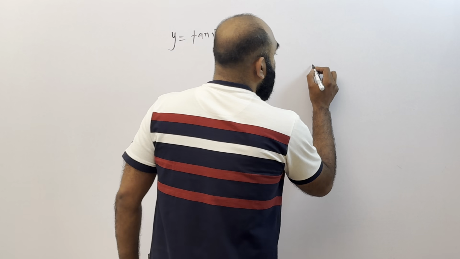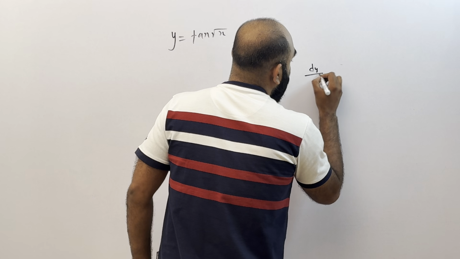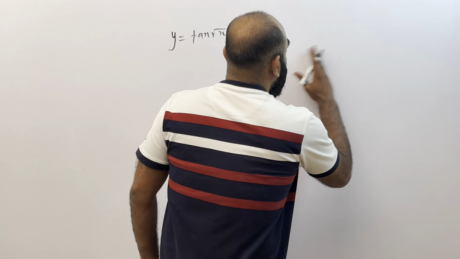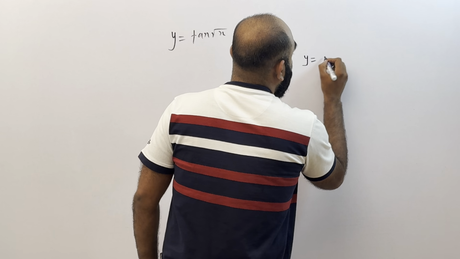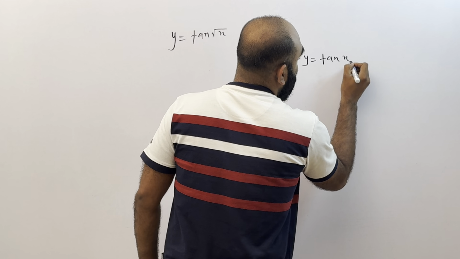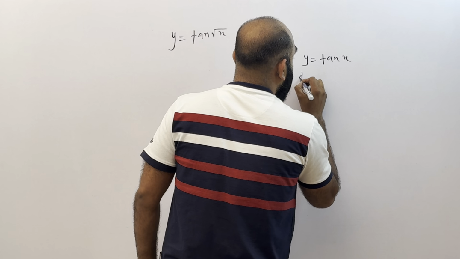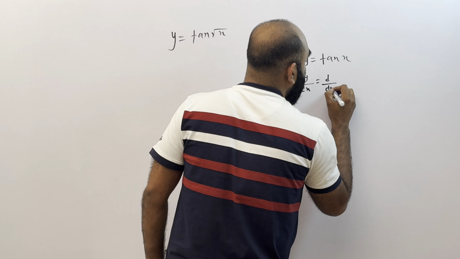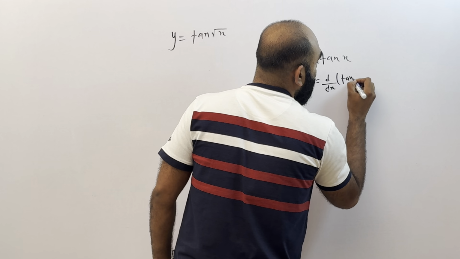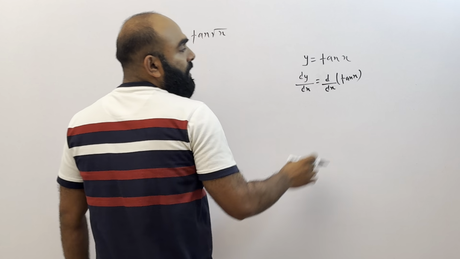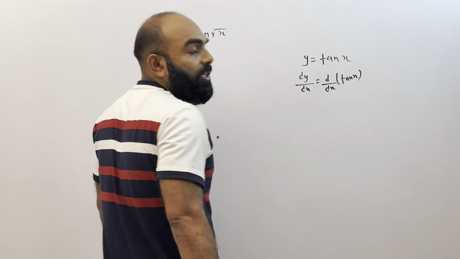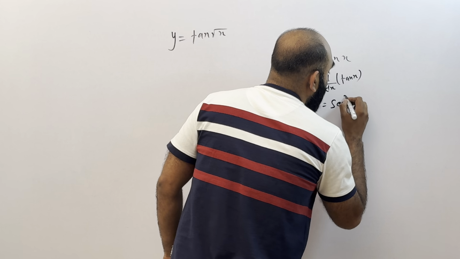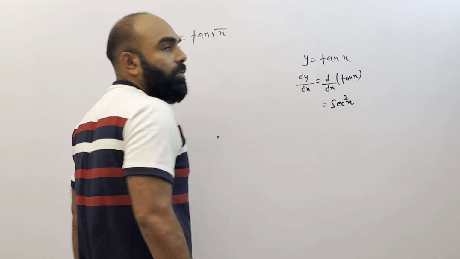If I have written y is equal to tan x and I'm interested in finding dy by dx, what will you do? You will say, d by dx of tan x is sec square x. We know this one.